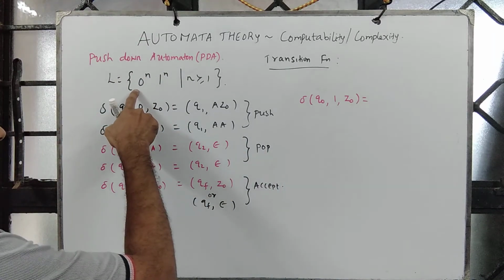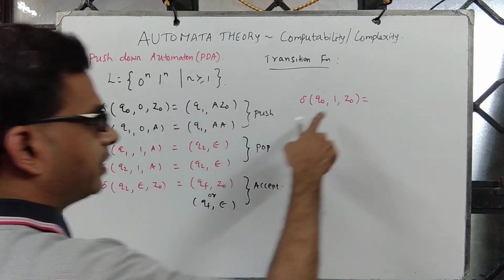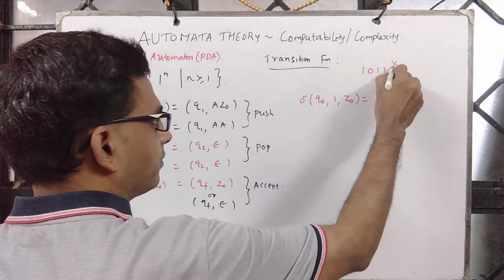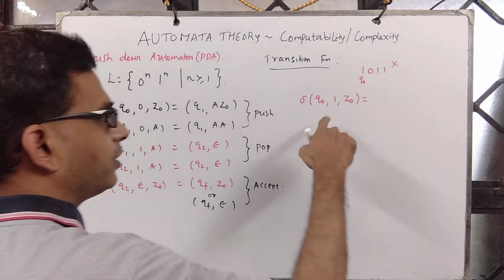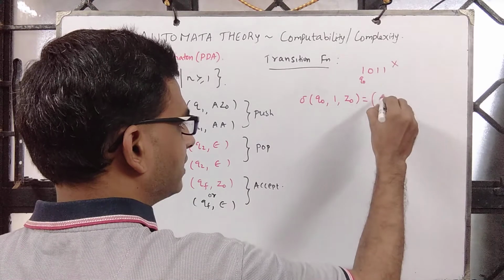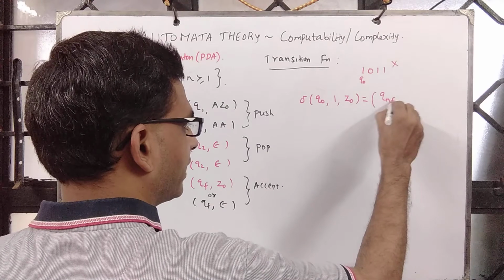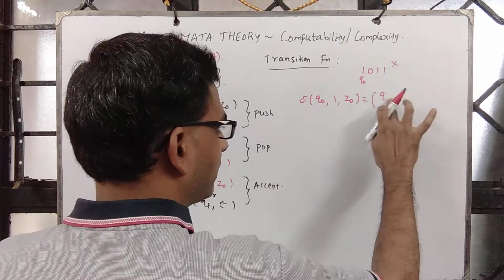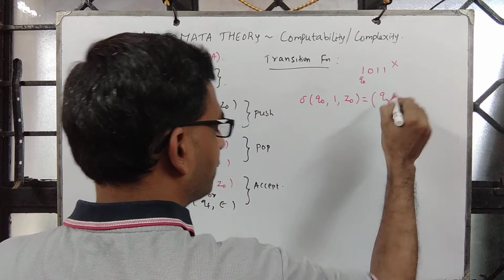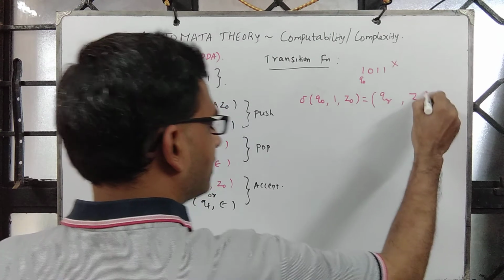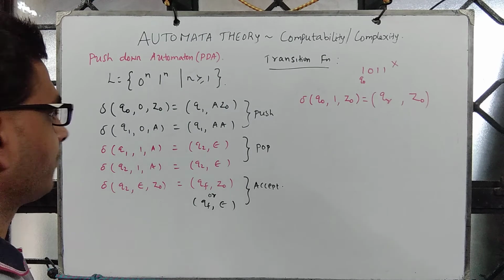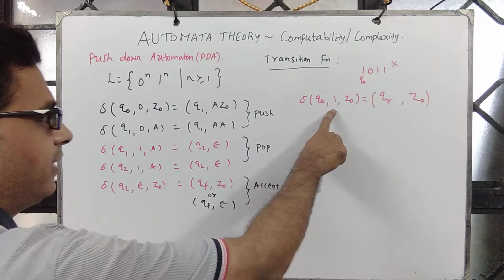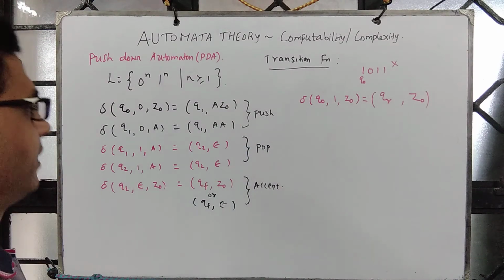And the language says it should start with 0, but suppose the input is 1011. This is an invalid input. You are at Q0, you are reading this, so this has to be rejected. We go to a non-final state, called QNF, or you can even write QR. There is a state called QR, reject, and the stack symbol, let it be Z0. So when I am at Q0, I read a 1, then it must be rejected.